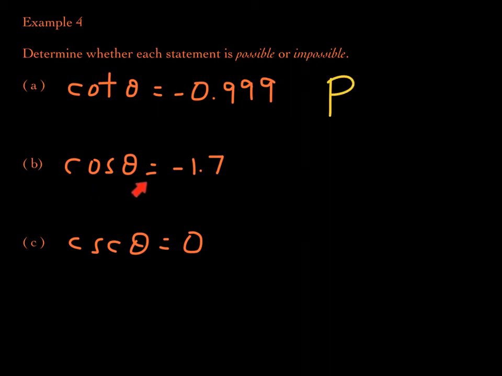Cosine of theta is equal to -1.7. Remember that the range for cosine is between -1 and +1. This number is not inside of that range. This number is less than -1, so therefore this is impossible. The next one, cosecant of theta is equal to 0. Remember that the range for cosecant is less than or equal to -1 or greater than or equal to 1. 0 does not fit inside of that description, so this is impossible. All because of the ranges of these functions.